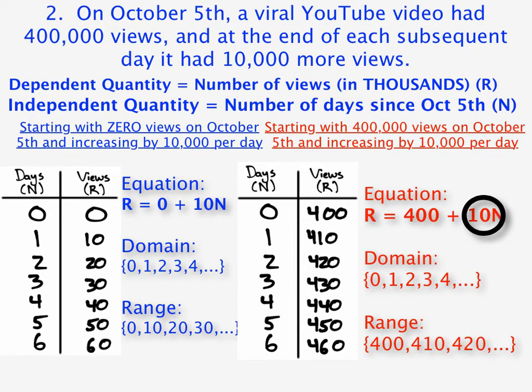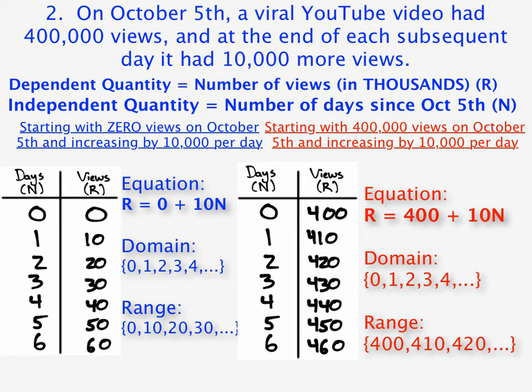10 times n represents the total increase in views: 10,000 more views per day times n, the number of days since October 5th. And of course, 400 plus 10n represents the total number of views, which is of course r. Our domain doesn't change in this case, it's still 0, 1, 2, 3, etc. And our range is just going to be all the possible number of views. So in this case, 400, 410, 420, which of course represents 400,000, 410,000, etc.